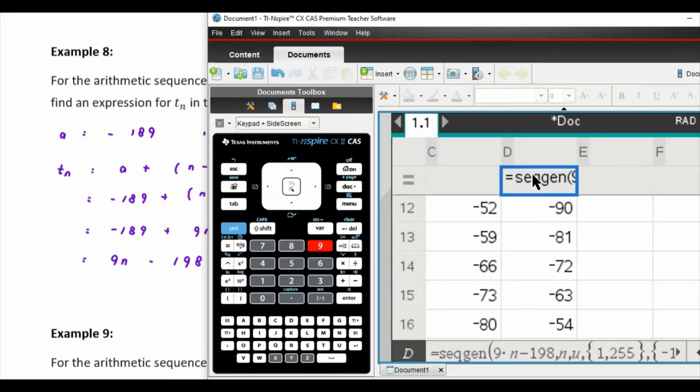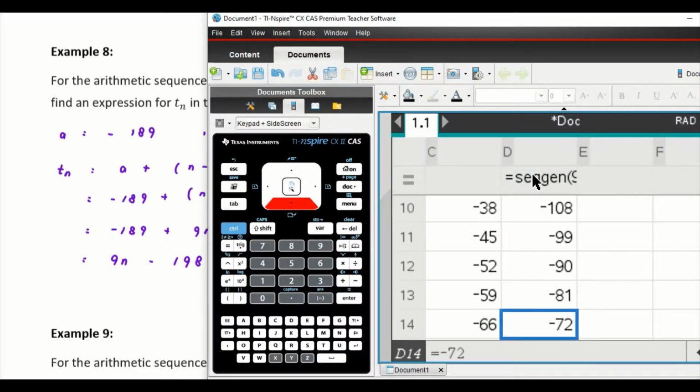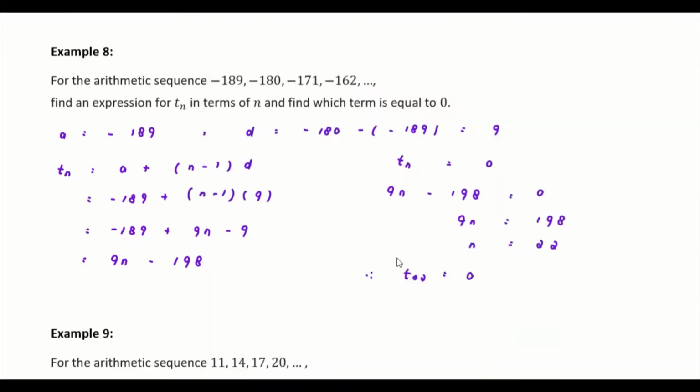After you get your answer, you scroll down, then you should be able to get the term which is equal to 0. As you can see here, it is the 22nd term. So that's why it's aligned with our answer. The 22nd term is actually 0. Okay, so yeah, you can use your calculator to help you to solve that.